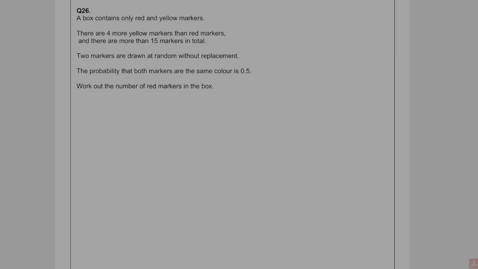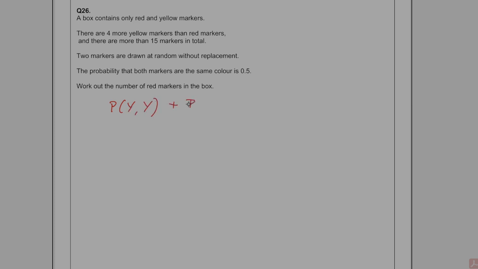Okay, so let's try and get our head into this. So 2 markers are drawn without replacement. The probability that both markers are the same color is 0.5. So that means that the probability of them being red and red, or the probability of them being yellow and yellow, is equal to 0.5. Right, it doesn't really matter which one I do first, so I'll look at the probability of them being red and red to start with.